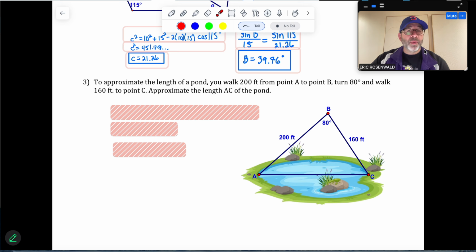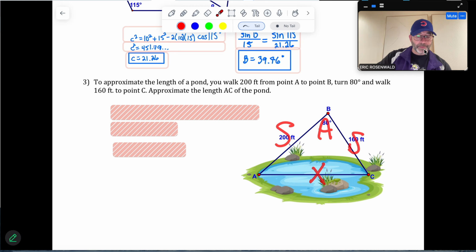He walks across 200 feet from one corner of a pond out in the distance. So he walks 200 feet. He then turns 80 degrees. He can calculate that. And then he continues walking 160 feet back to the other side of the lake. So from here, you can see we have a side angle side situation going on. And what they're asking us for is, what's the approximate length of the pond? So they're asking us for x right here.